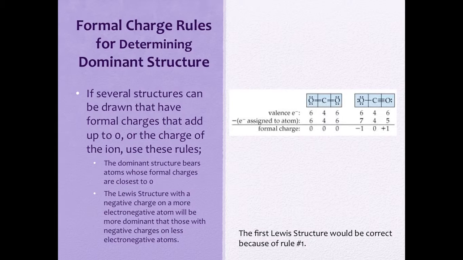So you can see over to the right the formal charges are calculated, and you can see that the Lewis structure on the left would be more correct because it follows rule number 1, which has atoms that are closer to 0 with their formal charge.